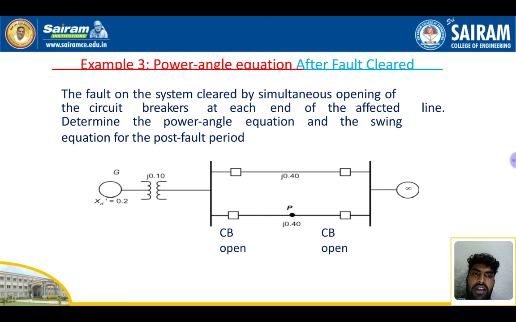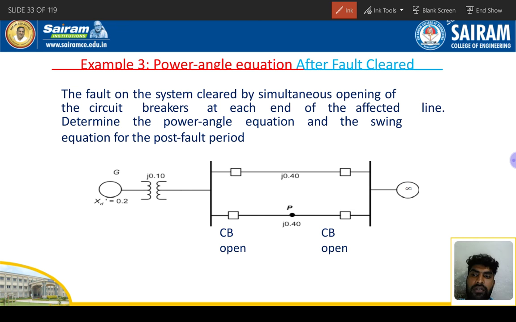So next we'll see the after-fault problem. The fault in the system is cleared by simultaneously opening the circuit breakers at each end of the affected line. Determine the power angle equation and the swing equation of the first fault period. See here, in fault detection, definitely circuit breakers will be involved here, and switching devices are very important, like relays and circuit breaker coils and then the CTs, because CT only measures high current and then sends the signal to the circuit breaker.